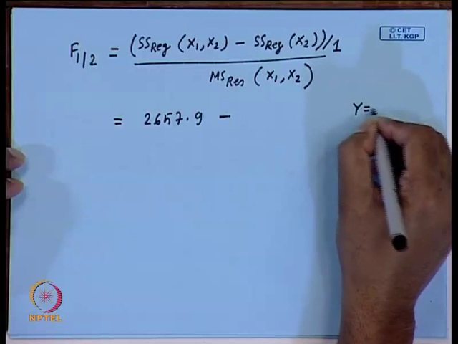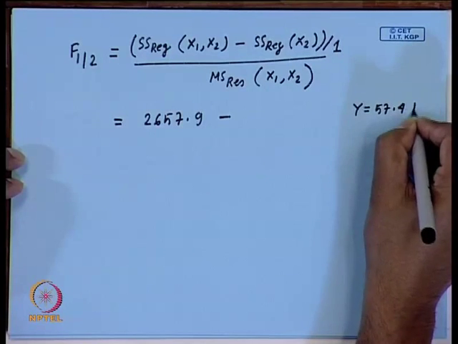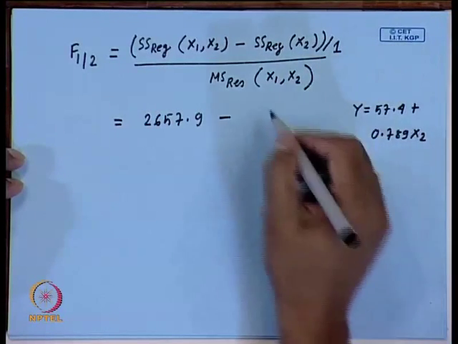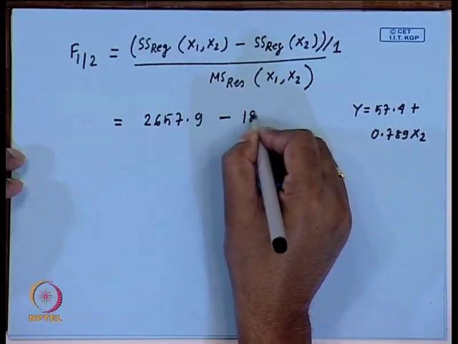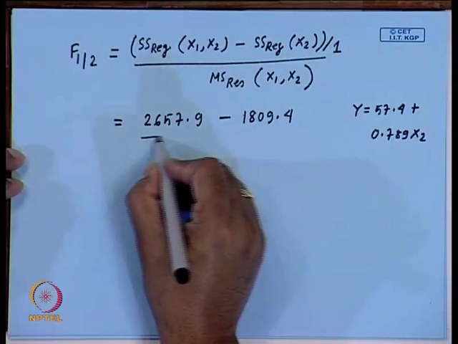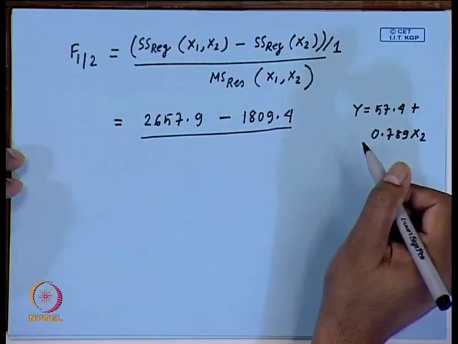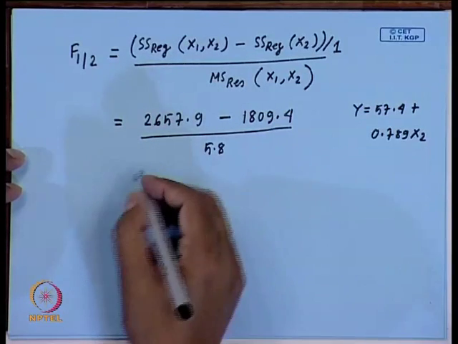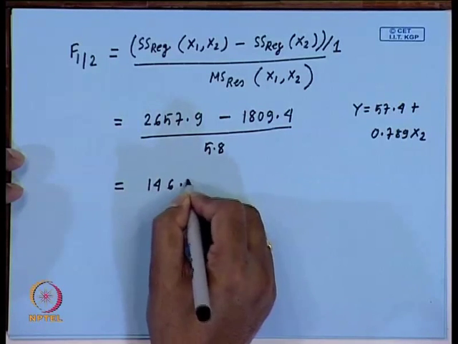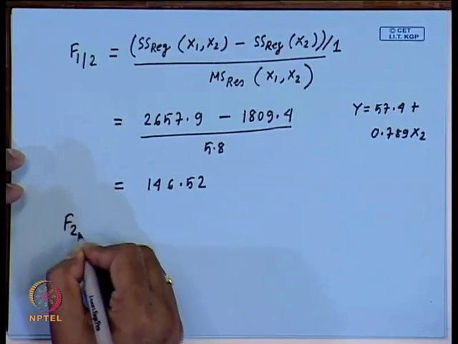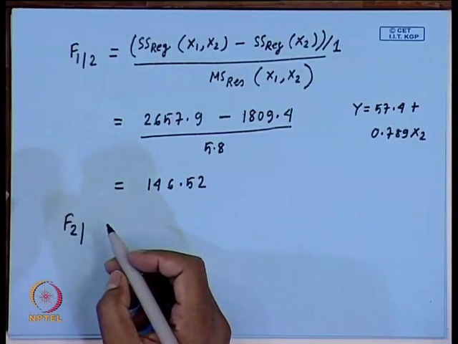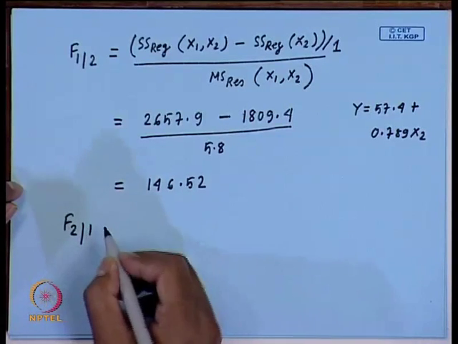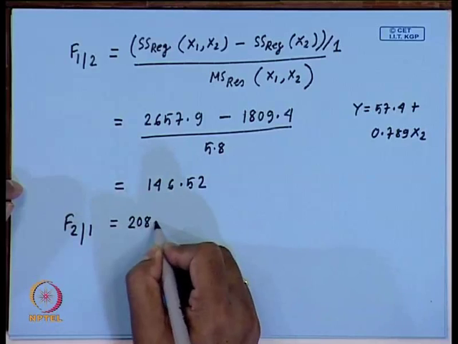The fitted model is going to be y equal to 57.4 plus 0.789 x2. Okay. So, I am giving you the fitted model. Now, you can check that the SS regression value is equal to 1809.4, and the MS residual for the model involving x1 and x2 is 5.8, that you can check. Okay. So, the partial F value F12 is going to be 146.52, and similarly you can check that F21, the partial F statistic associated with x2 in the presence of x1, is equal to 208.58.